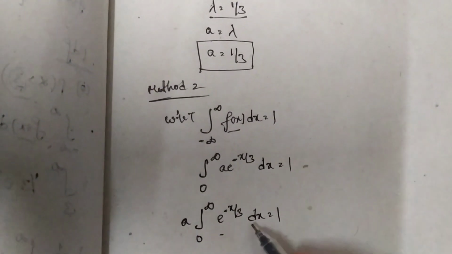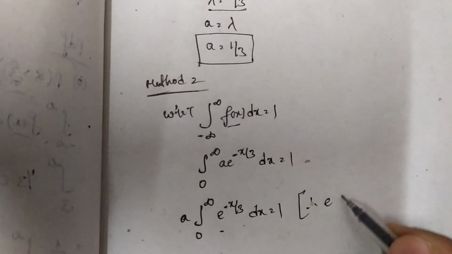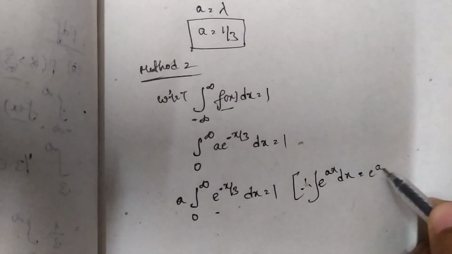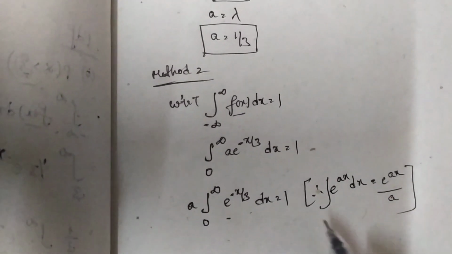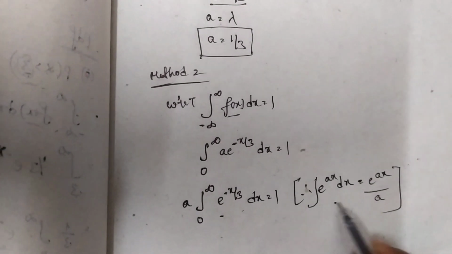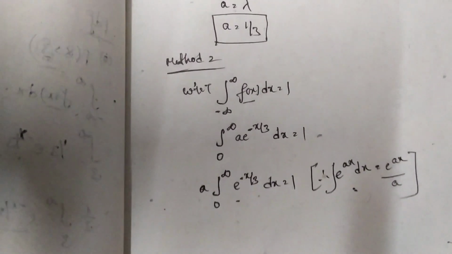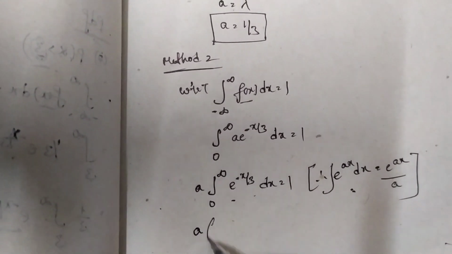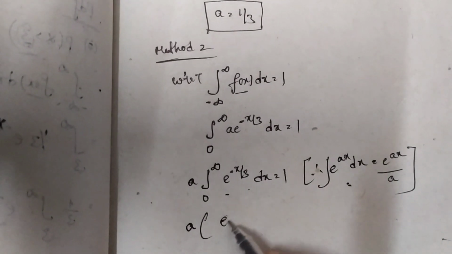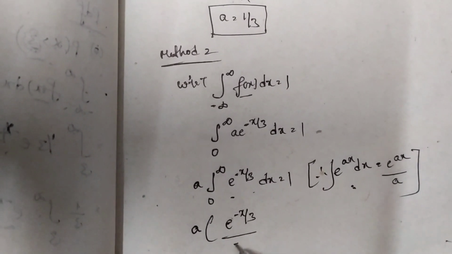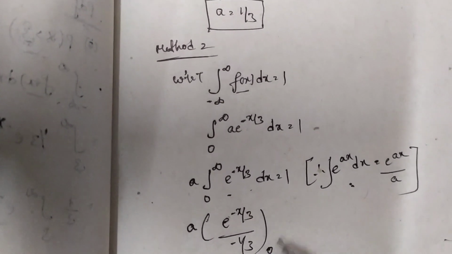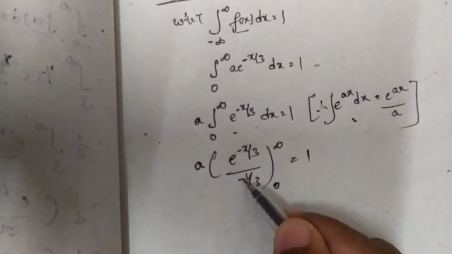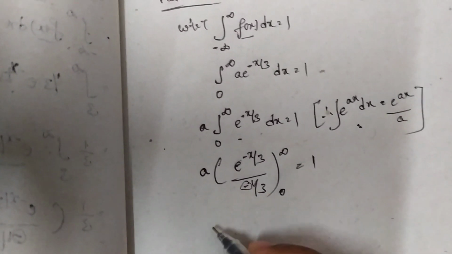Here it is in the form of the integration of e power ax dx, which equals e power ax by a, this is the formula. By using this formula we find out the a value. Here e power minus x by 3 divided by minus 1 by 3, from 0 to infinity, equals 1. So by eliminating this value we change the conditions.